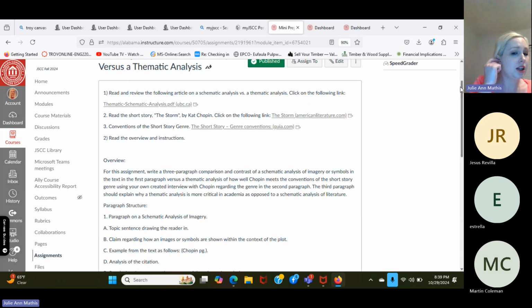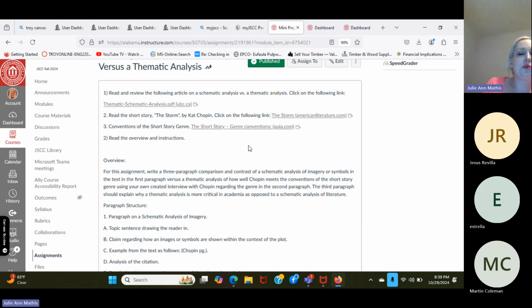And like I said, I know that schematic analysis is not necessarily going to be a thing in English 102, but it does show you different types of writing and papers. And within the word analysis is literally breaking down. So you're breaking down something and dissecting it and studying it. And I just thought this assignment would be good to do that.